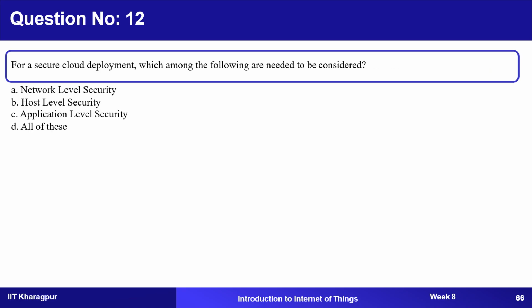Next question is, for a secure cloud deployment, which among the following need to be considered? Options are network level security, host level security, application level security, all of these.